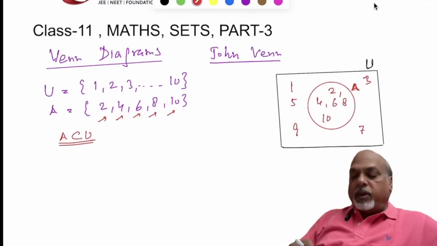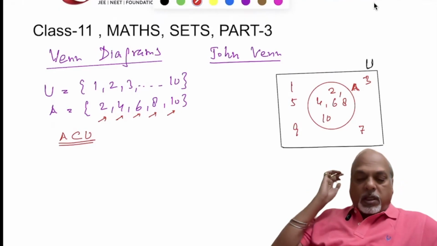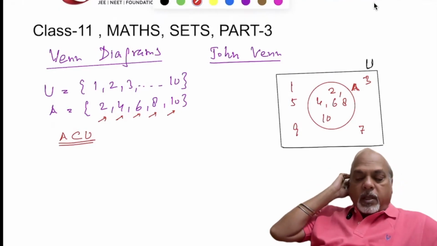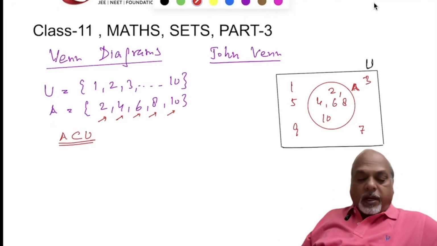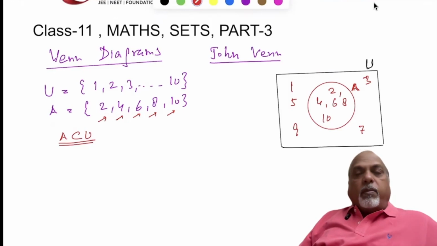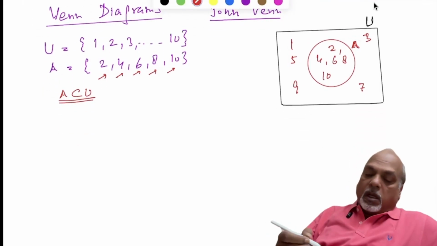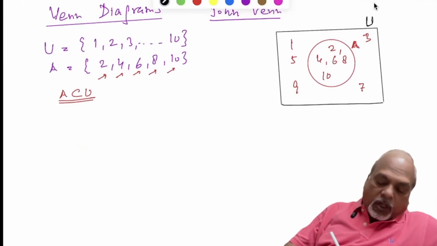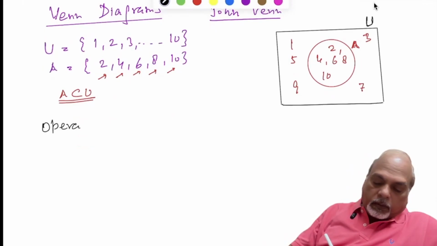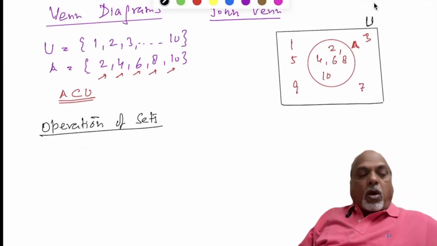So in the universal set, if you see from 1 to 10, all the figures are there, but the figures which are not contained in set A have been written outside, though they are part of the universal set. So this is called the pictorial representation of sets, right? Basically it is called a Venn diagram. Now let us see the operations of sets.